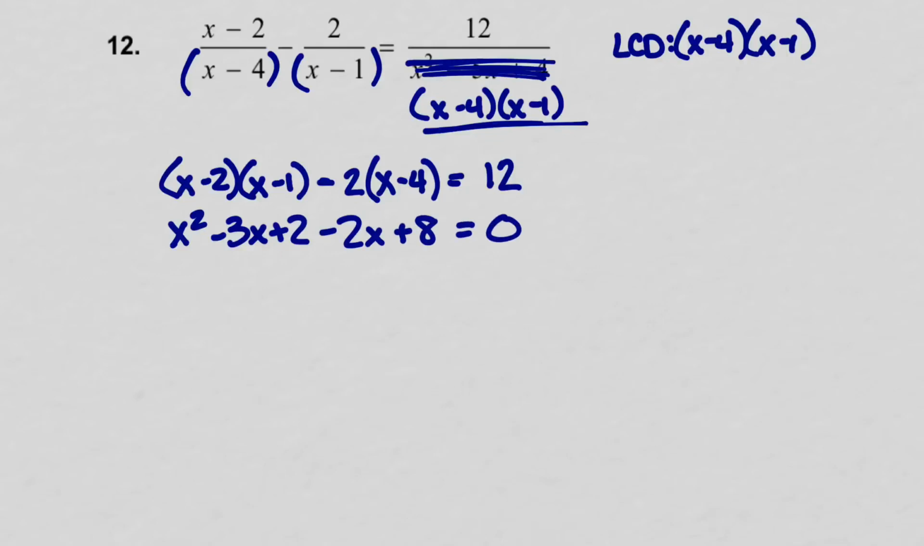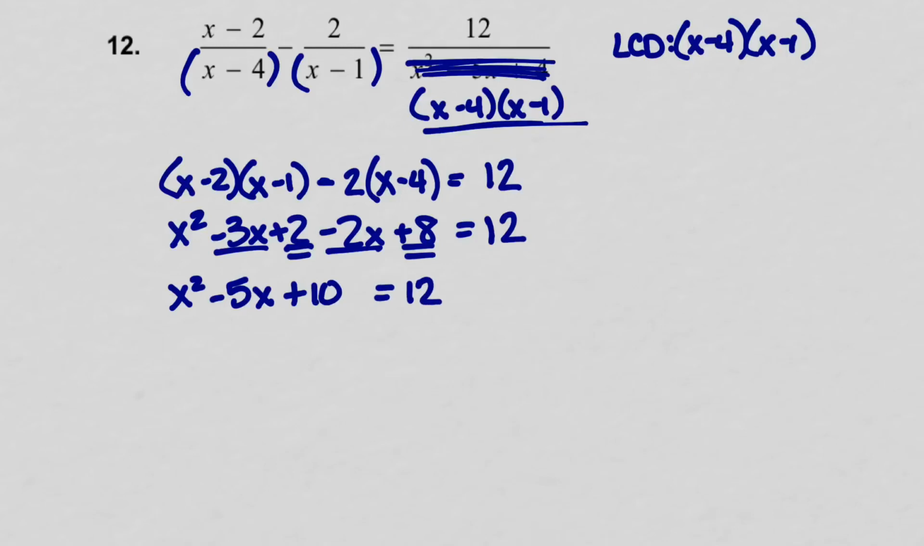Combine some like terms. Let's see, I have x squared. Oh, it doesn't equal 0. I just realized I wrote 0. It equals 12. Sorry, I'm human. There we go. All right, negative 3, negative 2 is negative 5x. And then I have a 2 and an 8 equals 10. And all of that equals 12.